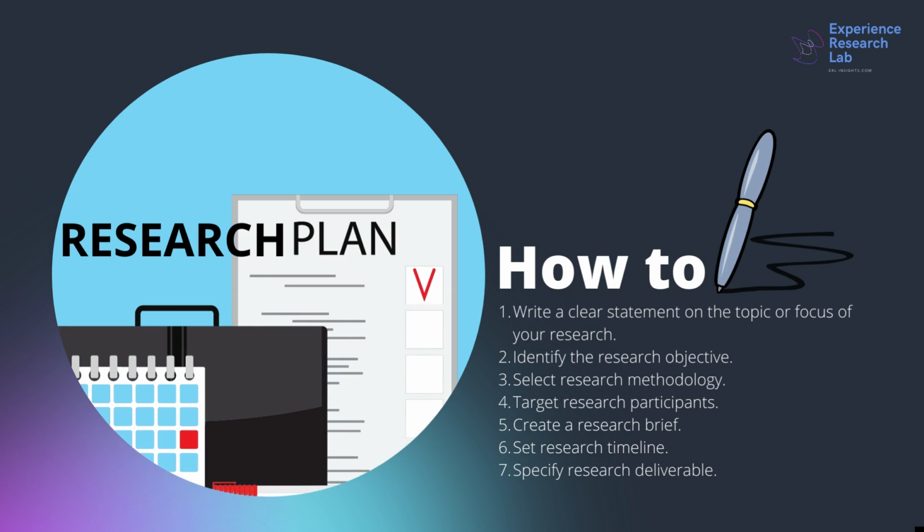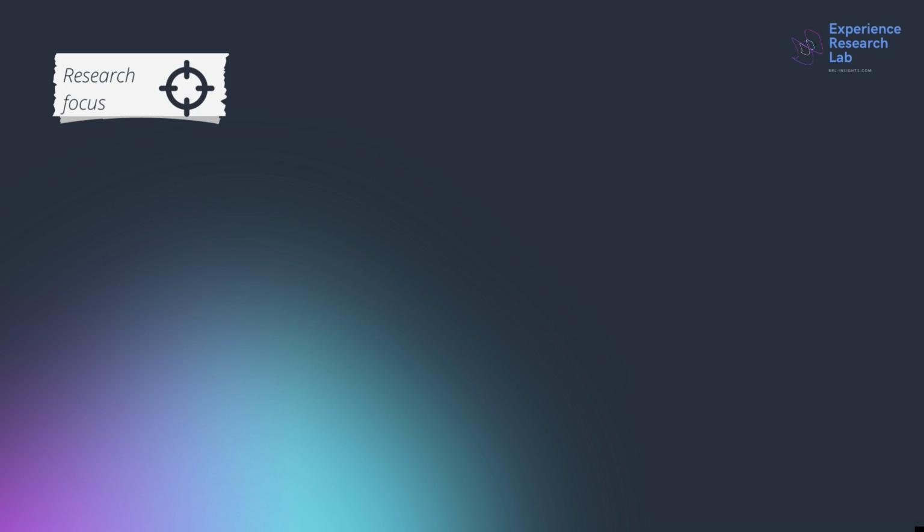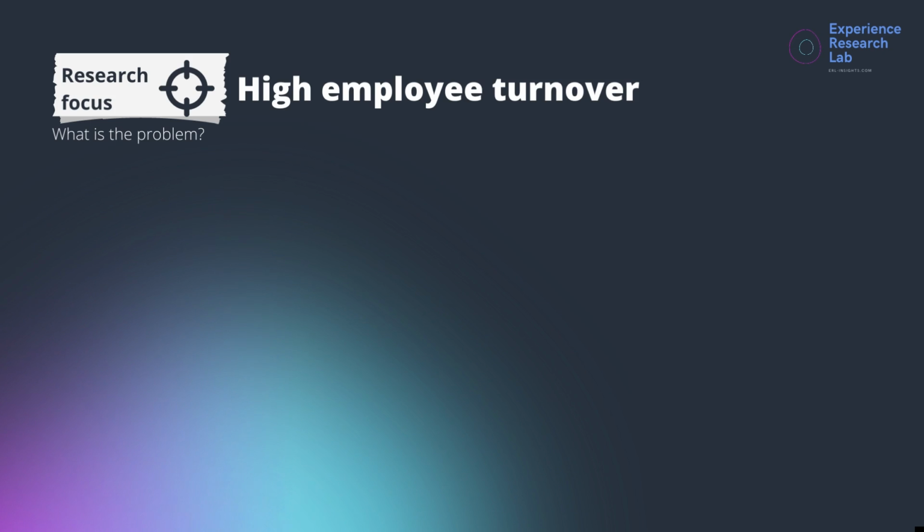To write a logical and concise research plan, you need to follow several steps, from writing a clear statement on the topic or focus of your research to specifying a research deliverable. Ideally, a research plan only starts after identifying the topic or focus of the research. It can be a business problem or a business opportunity. As a researcher, research manager, project manager, or someone carrying out the role responsible for the research plan, you need to write a statement on the business problem, if it is a problem, or the business opportunity, if it is an opportunity. Let's say it is a business problem, which is a high employee turnover despite the salary and other benefits offered by the company.